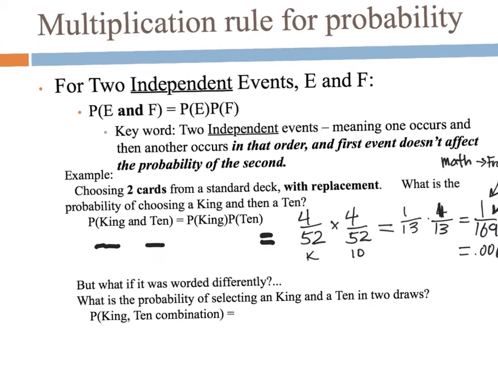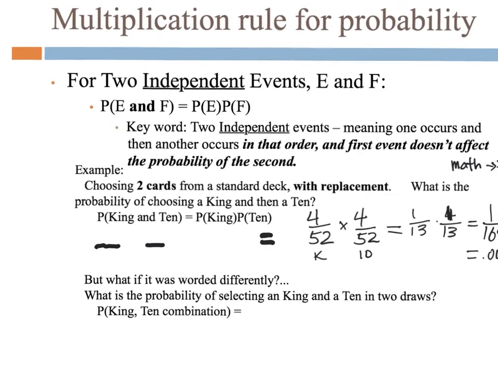All right, well, that's a very specific outcome for a very specific order. But what if we had worded it just a little bit differently? What if we had said, what is the probability of selecting a king and a 10 within 2 draws? And so this suggests that it doesn't really matter whether the king comes first or the 10 comes second, but rather just that by the time we draw 2 cards, we end up with a king and a 10 in our hand.